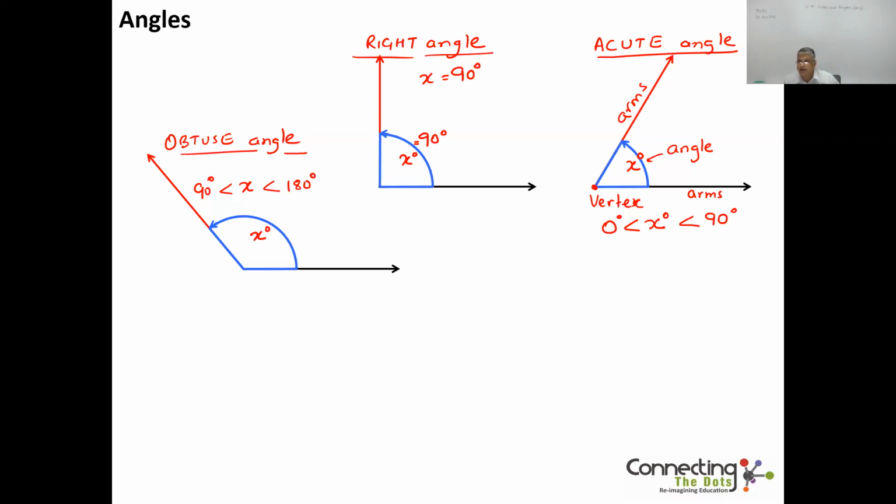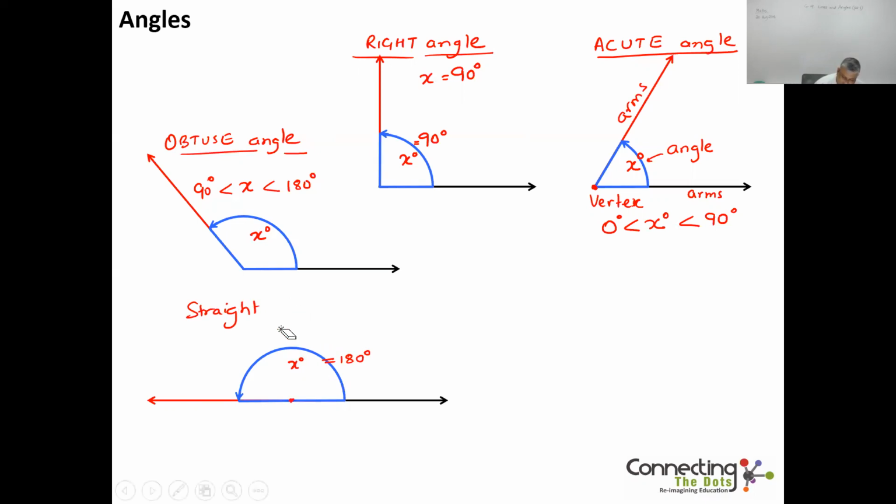So what is 180 degrees then? 180 degrees means a straight line, a flat line, right? So this kind of angle. You see here, if this is the center and this is X degrees, this is equal to 180 degrees. So this is called a straight angle, a straight line angle.